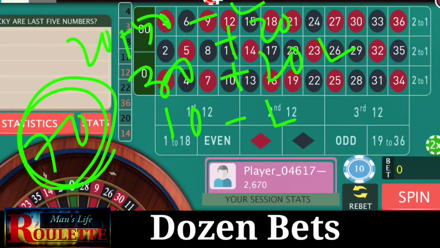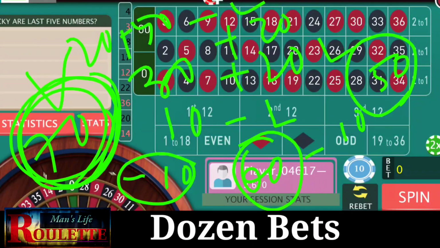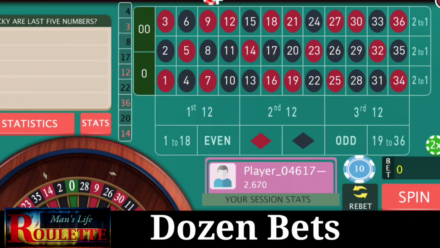And in the winning spin, what you need to do is reduce $10. Suppose you win this $70 spin, then reduce $10, it will become $60. Suppose you win this one also, then again reduce $10, it will become $50. So in this way, you have to progress in the game until you get your desired profit.